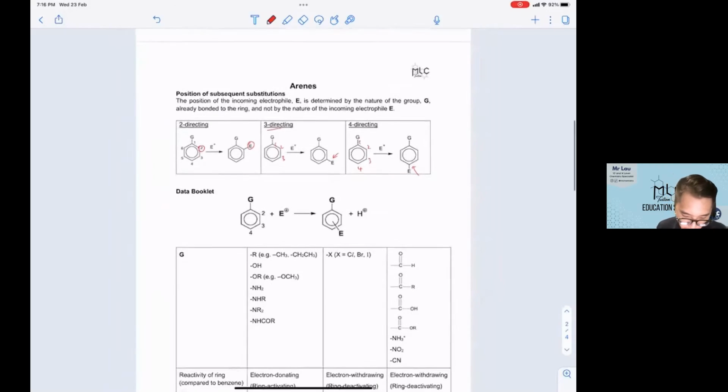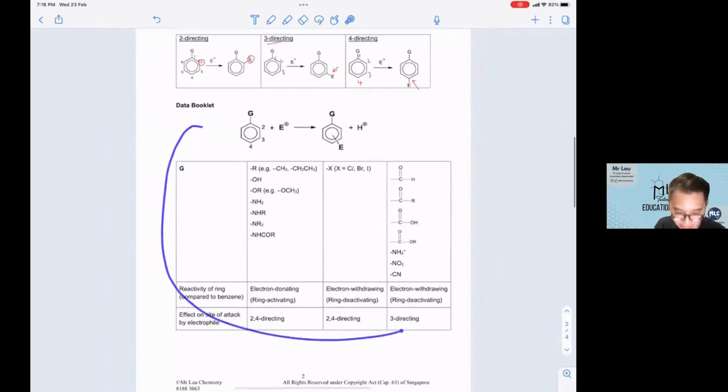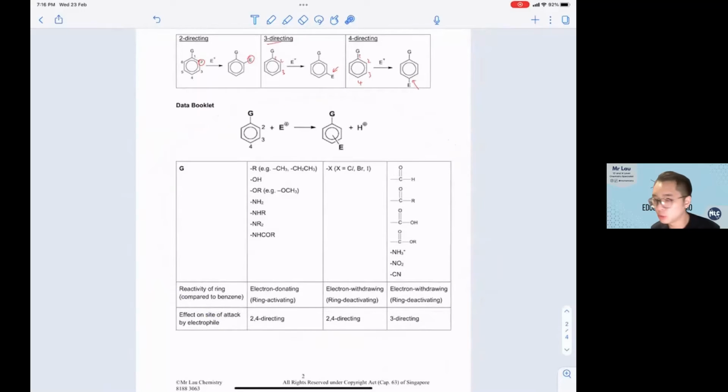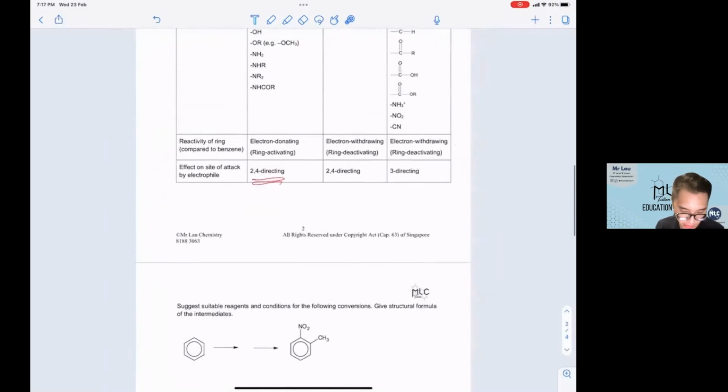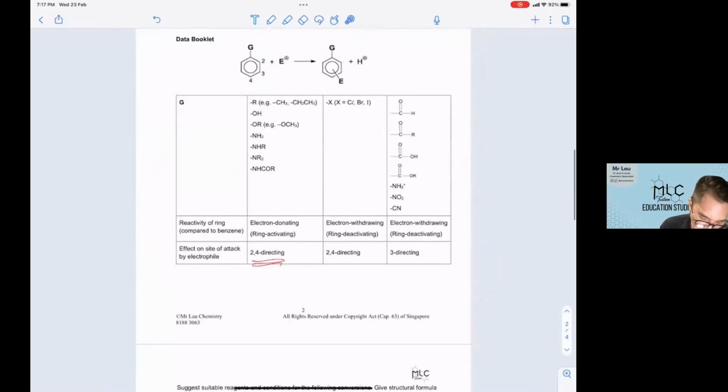So in your data booklet, you will see this set of data here. You do not need to memorize this. It is in your data booklet. You will then find out that certain groups are 2,4 directing, which means these groups over here will direct the substituents to the second or the fourth position. Okay, so for example, R group, which is any alkyl group, anything that contains carbons, they will direct further substituents to the 2 or 4 position.